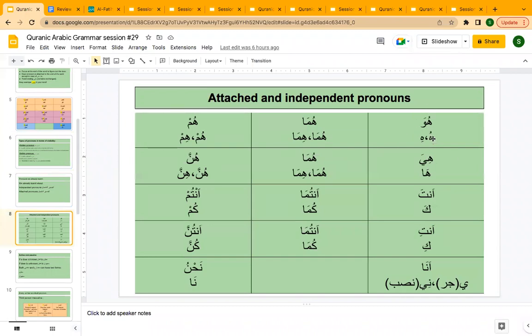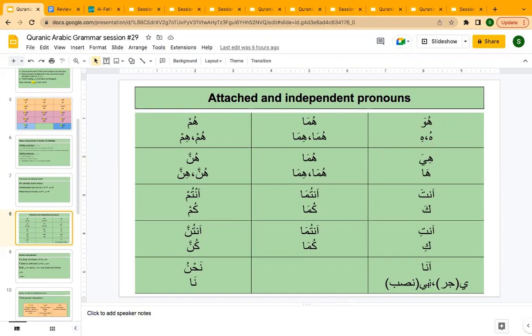And you all know about huwa, hiya, right? These are your huwa, huma, hum, hiya, huma, hunna, anta, antuma, antum, anti, antuma, antunna, ana, nahnu. They are all your independent pronouns. And hu, hi, huma, hima, hum, him, ha, huma, hima, hunna, hinna, ka, kuma, kum, ki, kuma, kunna, ya, yi, ni, na are your attached pronouns.